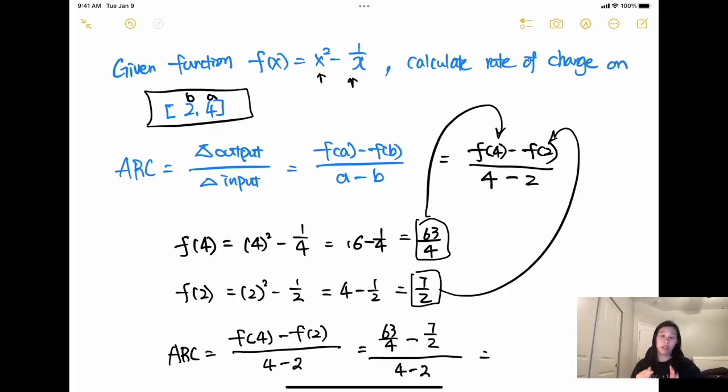Okay, so this is fraction computation. You should have learned that through the prerequisite classes, so I'm not going to do that. The answer would be 49/8. If you feel like you're not sure about that, try to compute it by yourself. If you have any question, let me know. Okay, so this is the average rate of change.